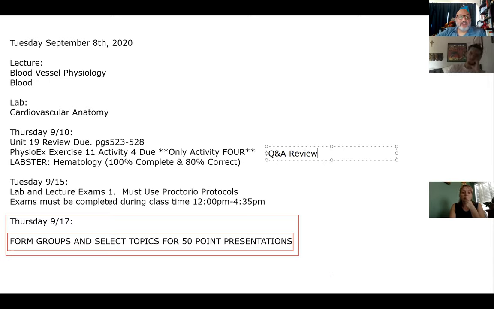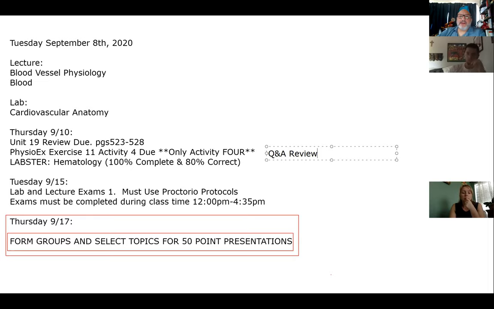All leading up to Tuesday: one week from today is your lab and lecture exam. Again, you will be using the Proctorio protocols with your cameras and microphones and everything that went along with that you did on the Proctorio quiz. So that should be pretty simple and straightforward. And again, the real key is you have to complete those exams during the class time.